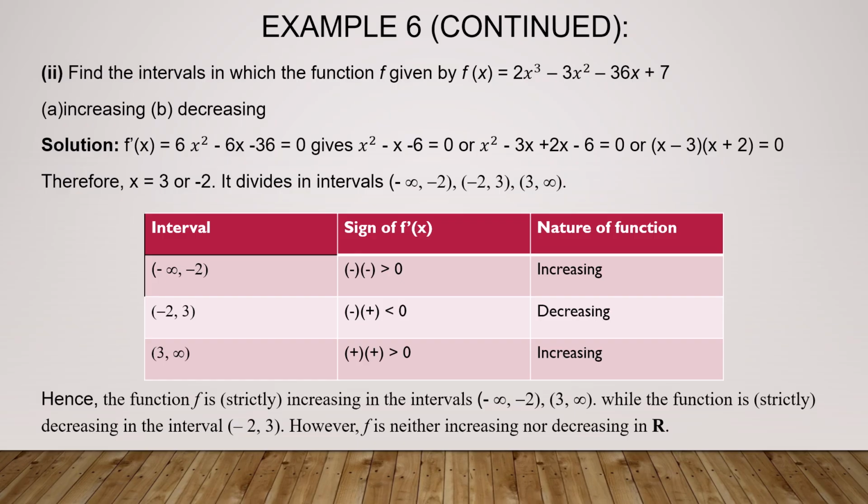So now what we can say is that f is increasing. In fact it is strictly increasing. Correct? It is not equal to, because over here you are having the open interval. So f is increasing in the intervals minus infinity to minus 2 and 3 to infinity, while the function is strictly decreasing in the interval minus 2 to 3. However, the function is neither increasing nor decreasing in R, because when you consider the whole of R, at some places it is increasing, some places it is decreasing. So you can say f is neither increasing nor decreasing in R.